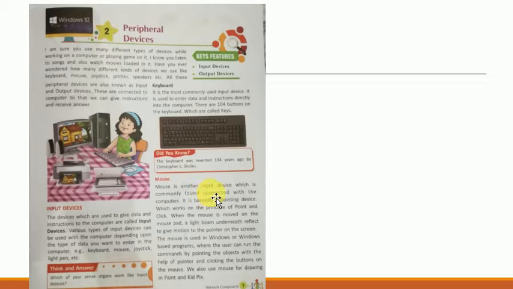Mouse is another input device which is commonly found connected with computers. It is basically a pointing device which works on the principle of point and click. When the mouse is moved on the mouse pad, a light beam underneath reflects to give motion to the pointer on the screen. The mouse is used in Windows-based programs where the user can run commands by pointing at objects with the pointer and clicking the buttons on the mouse. We also use the mouse for drawing in Paint.